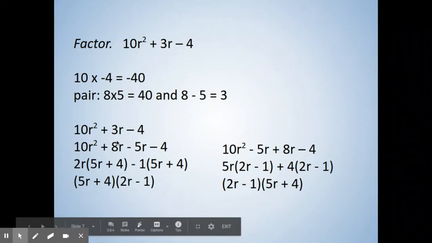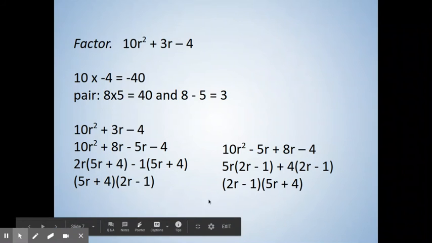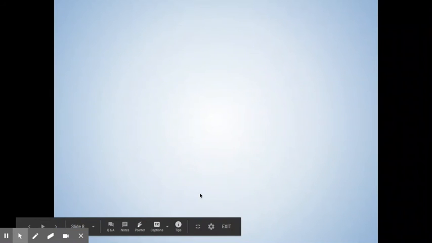So what that means is, as I was going through this work and I showed this, if you had this on your paper, it doesn't mean you're doing anything wrong. You just put them in a different order. Now, it doesn't mean the work in the middle is going to look different, but that final answer should be the same. I think that's important to mention. There is one last one like this for you to try.